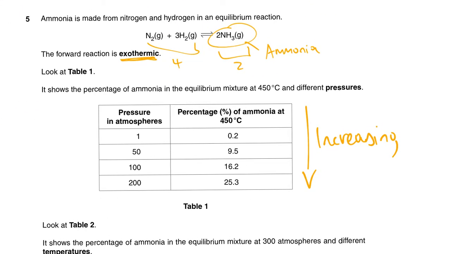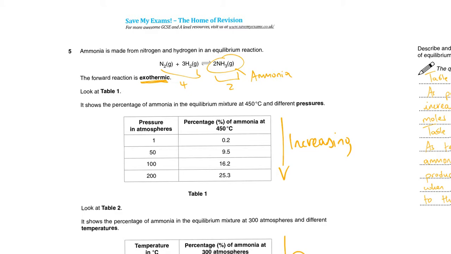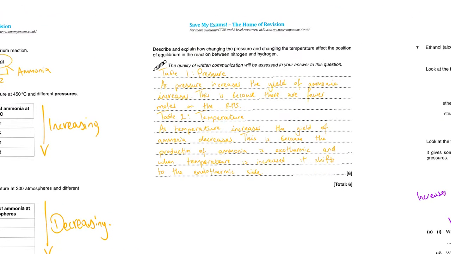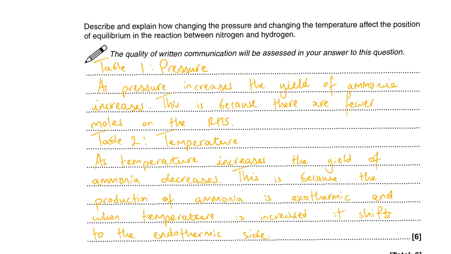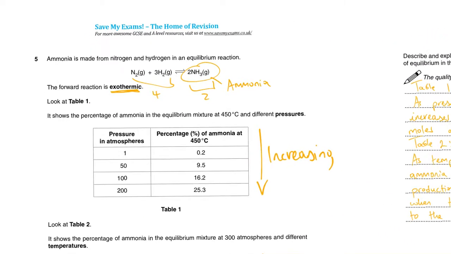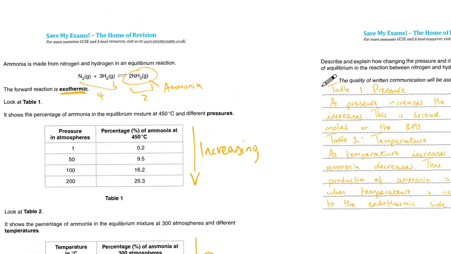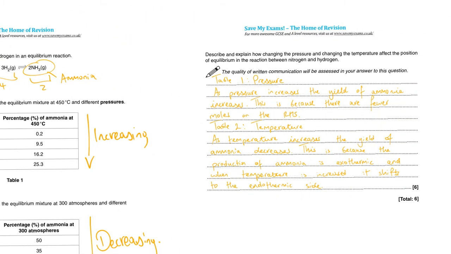3. So I've got an equilibrium reaction and a few tables. We're going to need to know all of that. So I'm going to go to the question first. Describe and explain how the pressure and change in the temperature affect the position of the equilibrium in the reaction between nitrogen and hydrogen. So I've started off with pressure and I'm looking at table 1. The first thing I spotted was that as pressure increases, the yield increases also. So I've written that down. As pressure increases, the yield of ammonia increases.